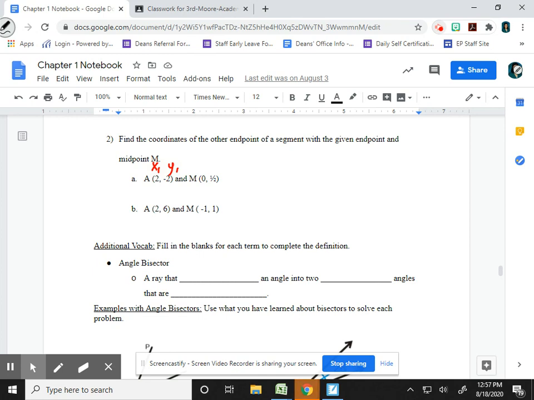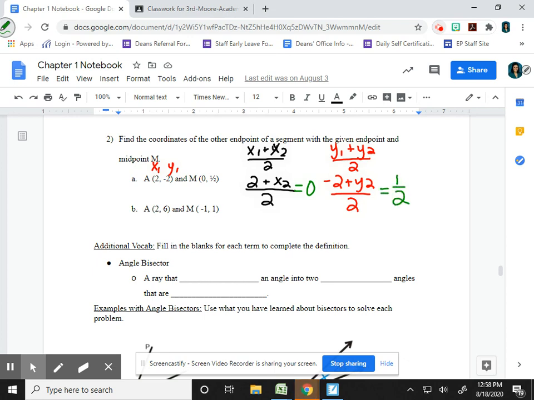The inside you have x1 plus x2 divided by 2. Okay, well, you have x1. We don't know what our x2 is. We're looking for that and dividing it by 2. Then on this side, it's usually y1 plus y2 divided by 2. Well, we know that y1 is negative 2. We don't know what y2 is, dividing it by 2. But what we do know is we know what it's equal to. This one is equal to 0. This one is equal to 1/2.